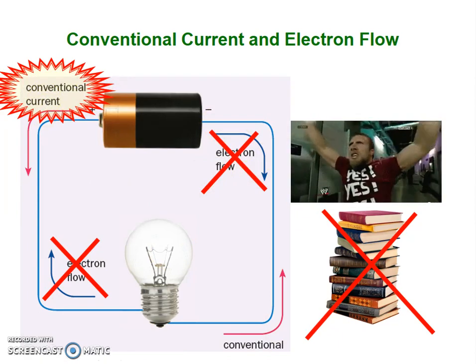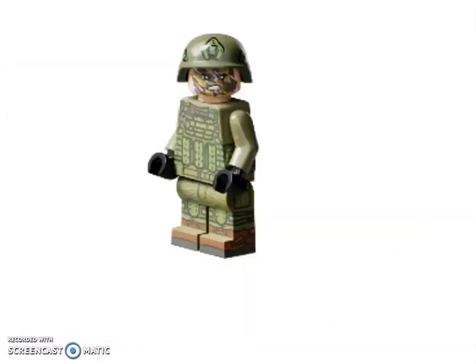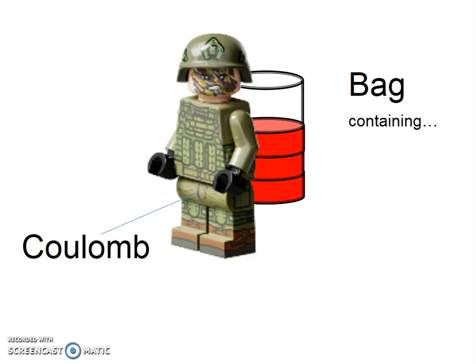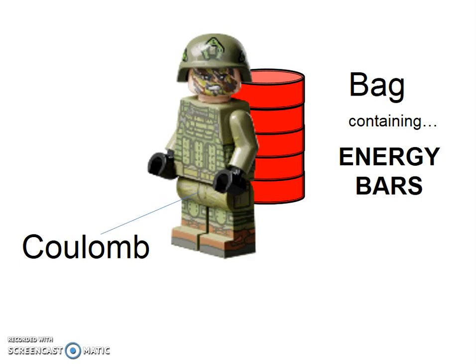All right, with this, let's move on. You remember our good friend here, Brother Coulomb, right? That's right. I'll equip him with something, give him a bag containing, what do we have here? That's right, he's got some energy bars.